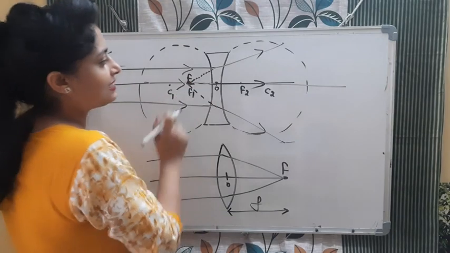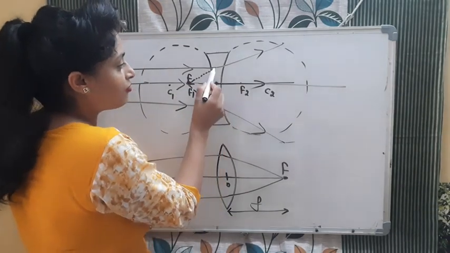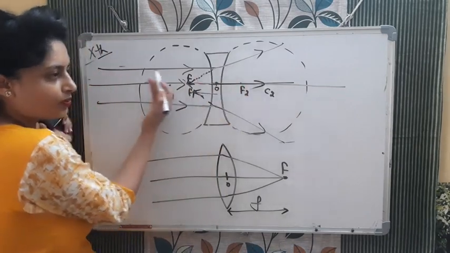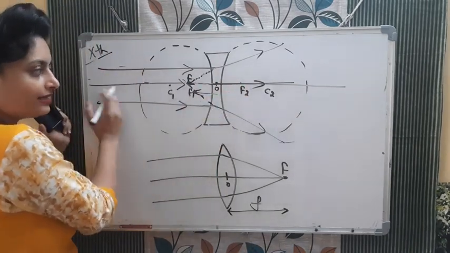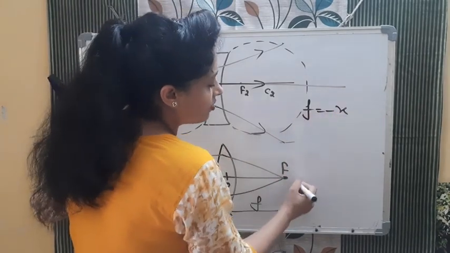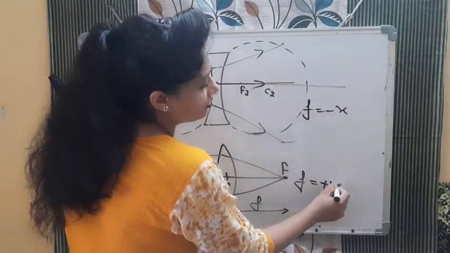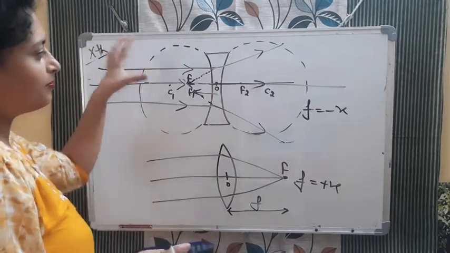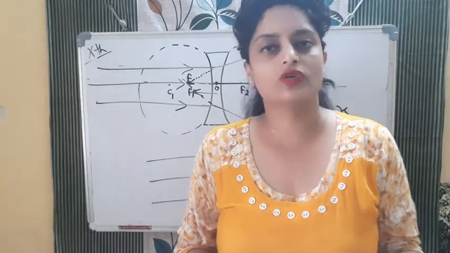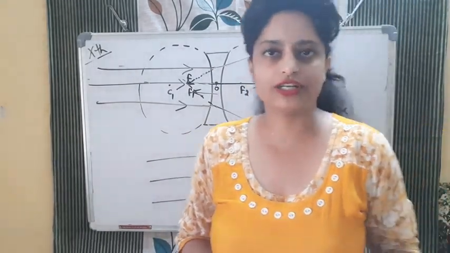In this case, the focus is on the right hand side of the optical center. When you measure opposite to the direction of light, going to the left, the focal length will be negative, and here the focal length will be positive. So these were the basic terms related to lenses: convex lens, double convex lens, and double concave lens.